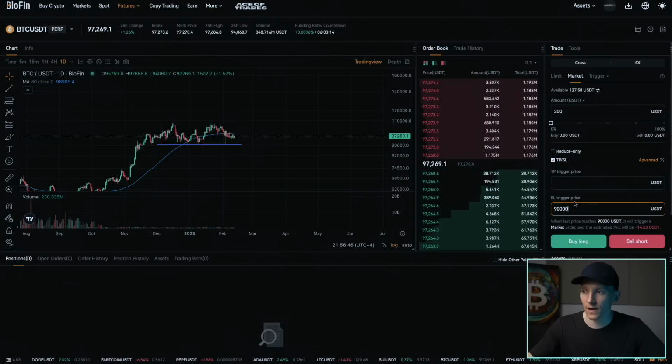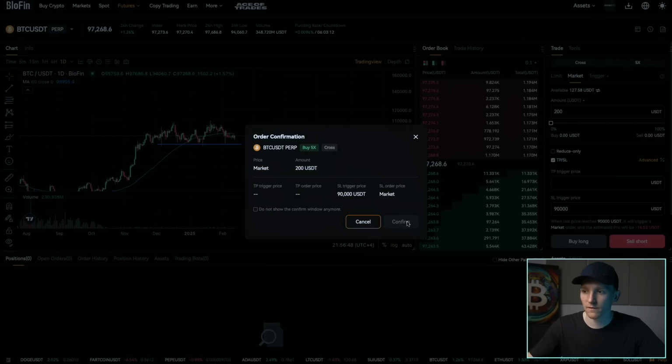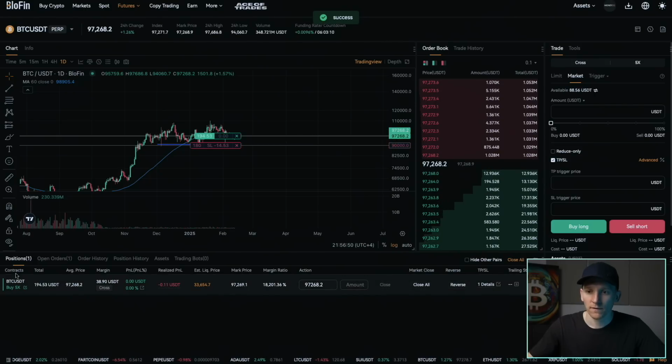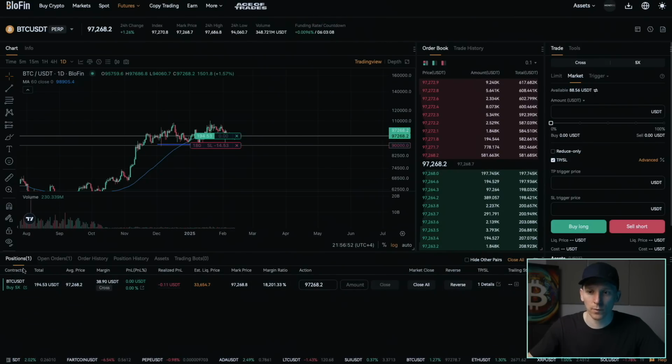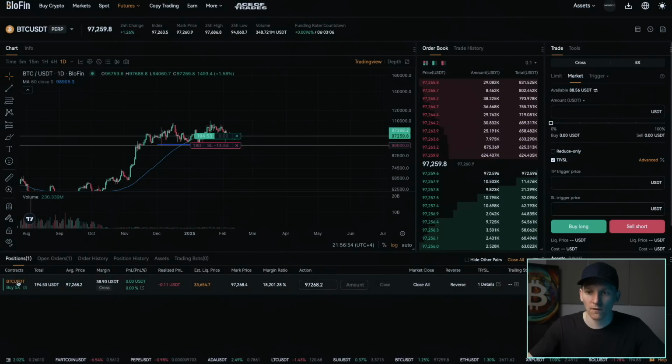I won't put a take profit in for now, but we'll buy long. Press confirm, and that's in. So this is our position that we have. This is the currency pair that we're trading, the leverage that we took. This is the total order size that we have with the market. That's the price that we got in at.